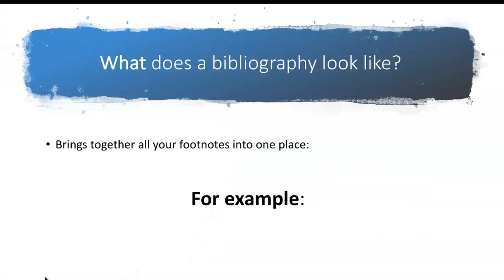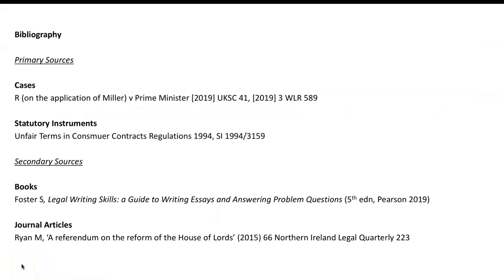So your bibliography brings together your footnotes in one place, and here's an example of what a bibliography might look like. So at the end of your assignment, you'd have a title of bibliography, primary sources, and then cases, acts of parliament, statutory instruments, treaties, law that you have referred to in your assignment. They keep the same format as the references in your assignment, but you would take out any pinpointing to pages or sections that you've used from an Act of Parliament. And cases would be in normal type, not in italics in your bibliography.